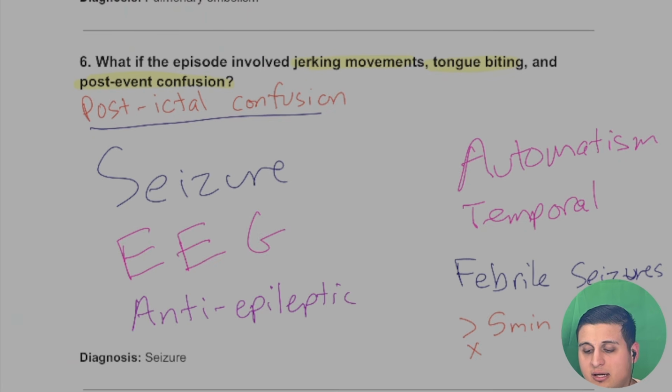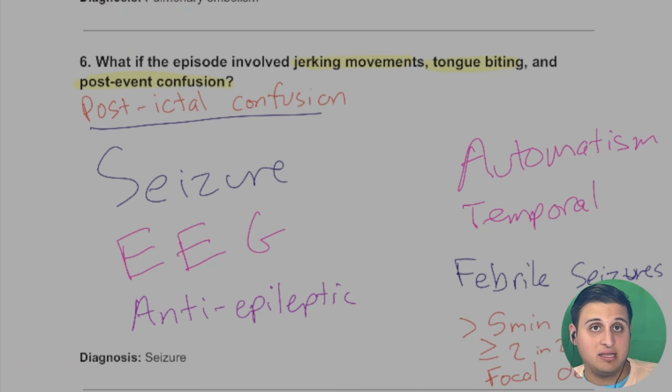Do they have more than one? So I'll say greater than 2 in 24 hours, right? Or did they have focal deficits? Right, because this should just be like a tonic-clonic or something. If they only had the left arm jerking or something, that's a focal deficit. That's going to be an issue where we're going to suspect that it's a complicated, complex febrile seizure.